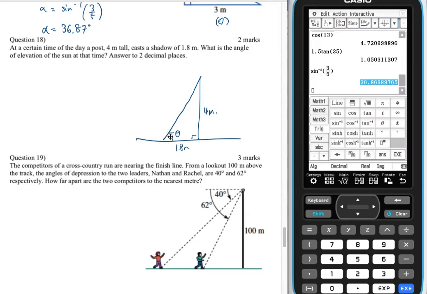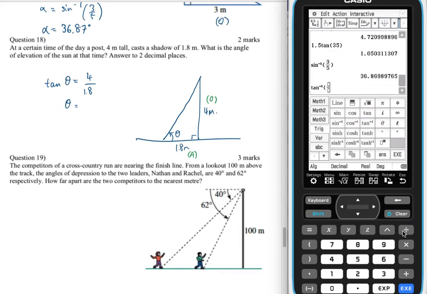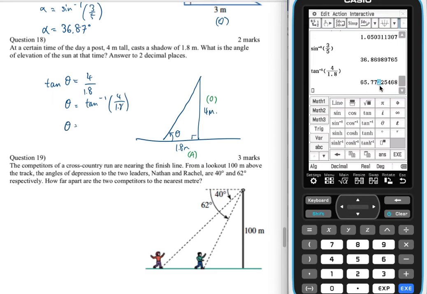Yet again, we are going to use right angle trig. This is our opposite, this is our adjacent, and we type in tan theta is equal to opposite 4 over adjacent 1.8, and then to get our angle by itself we take the inverse tan of both sides, and therefore we get inverse tan, shift tan for inverse, 4 on 1.8, close our bracket, and we have theta being 65, and it says to 2 decimal places, so go to the third. The 2 isn't going to round up the 77 to 78, so we just write 65.77 and add your degrees.